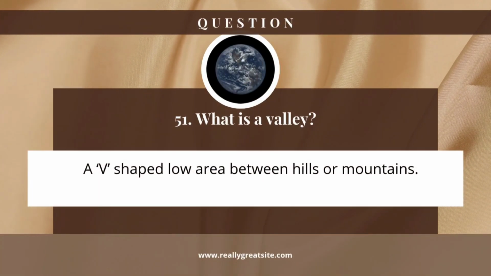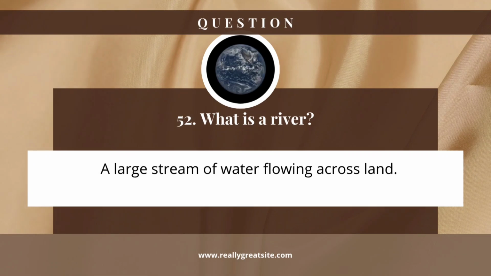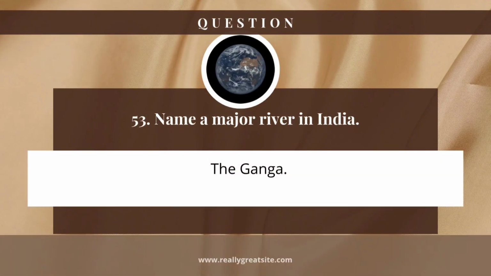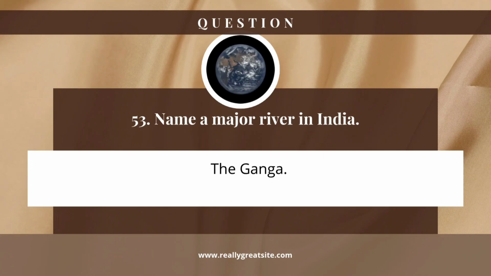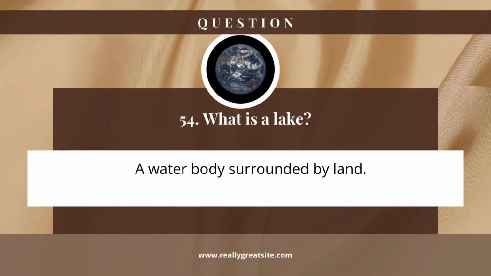51. What is a valley? Answer: a V-shaped low area between hills or mountains. 52. What is a river? Answer: a large stream of water flowing across land. 53. Name a major river in India. Answer: the Ganga. 54. What is a lake? Answer: a water body surrounded by land.